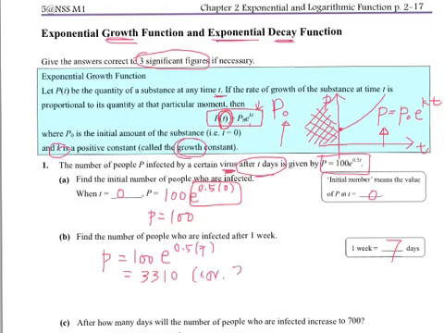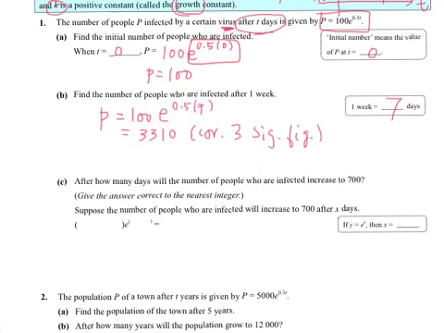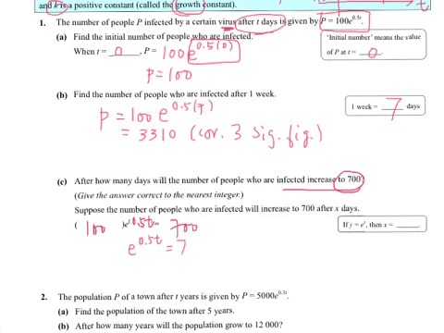Correct to 3 significant figures only. Okay? How many people get infected increased to 700. Okay, so you know that 700, and then initial is, you do not know which time, so it's t. The unknown now is here, the index part.